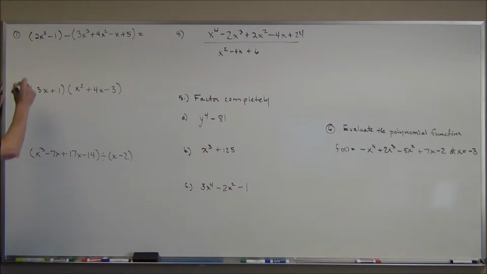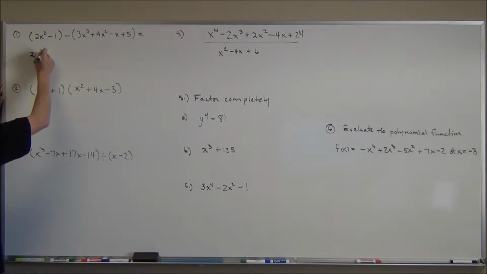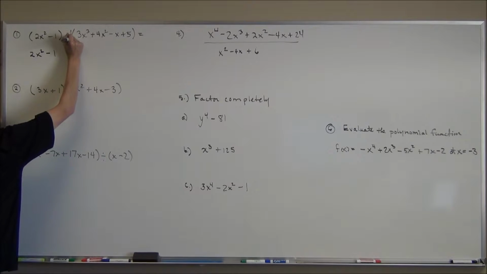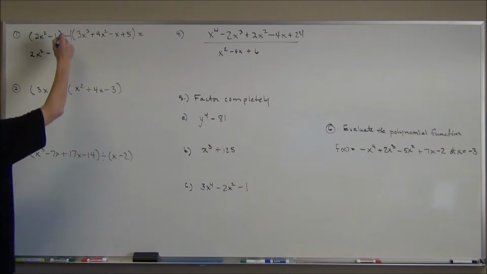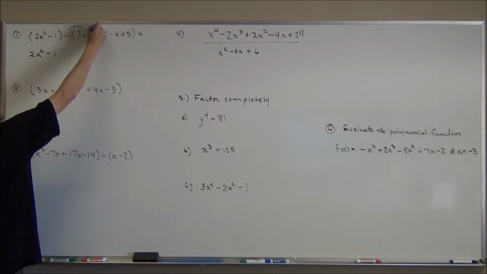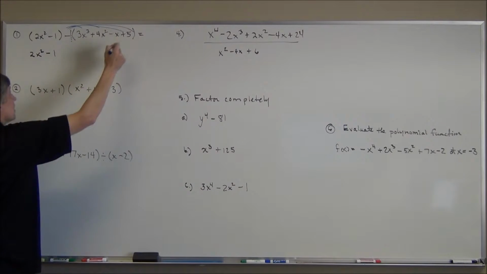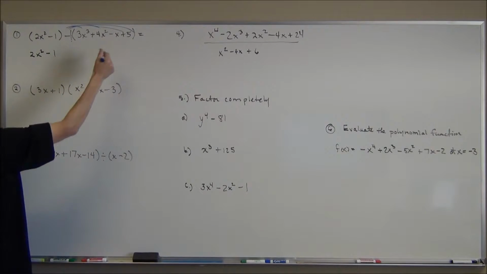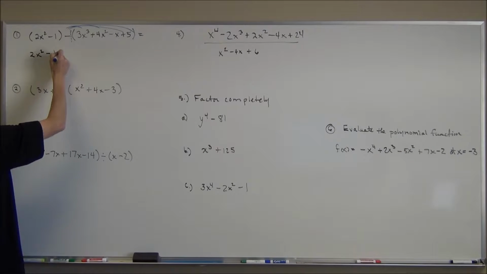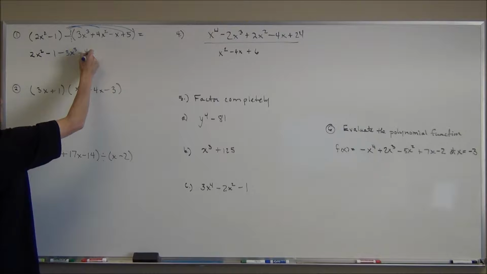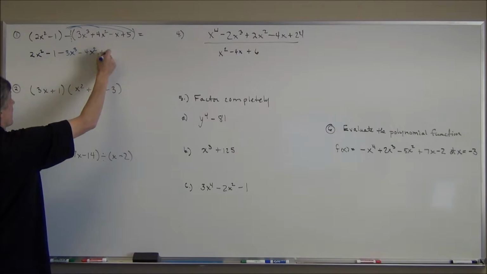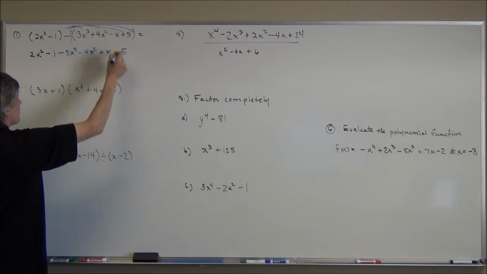Okay, here we go. This is 2x squared minus 1. I can drop the first set of parentheses. But I think of this as a negative 1 there that I'm going to distribute by. That's going to change the signs inside. So I'm going to have minus 3x to the third minus 4x squared plus x minus 5.